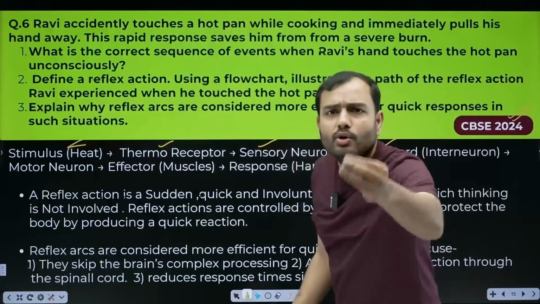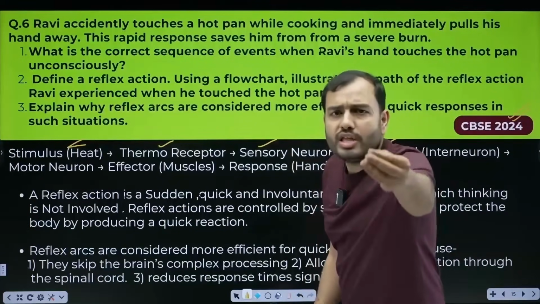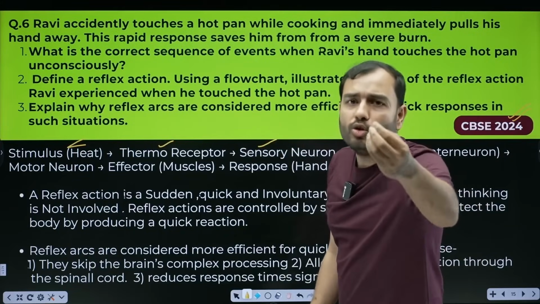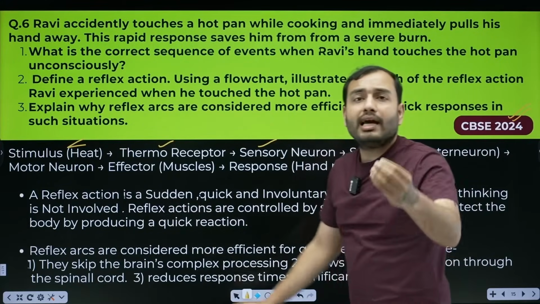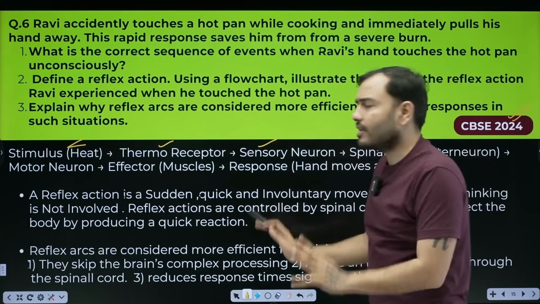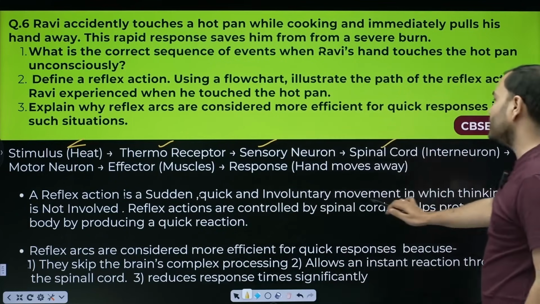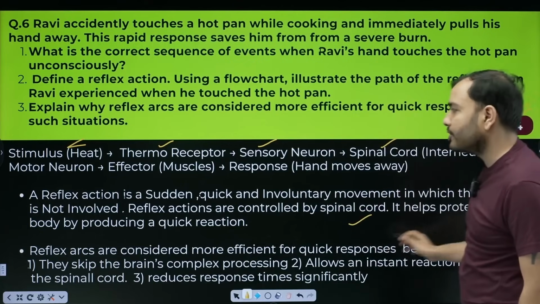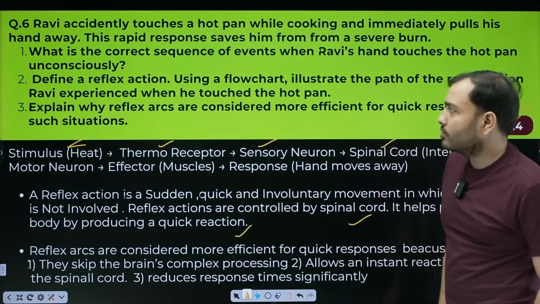Define reflex: a sudden, quick, involuntary reaction to save you from any harmful situation. It's an involuntary reaction. Thinking is not involved. Simple. A reflex action happens due to the spinal cord. Just write this much: a reflex action is a sudden, quick, involuntary movement in which thinking is not involved. Reflex actions are controlled by the spinal cord. It helps protect the body by producing a quick response.